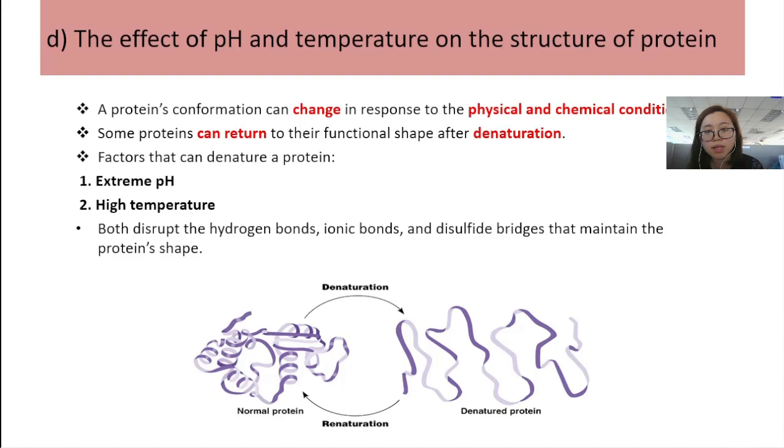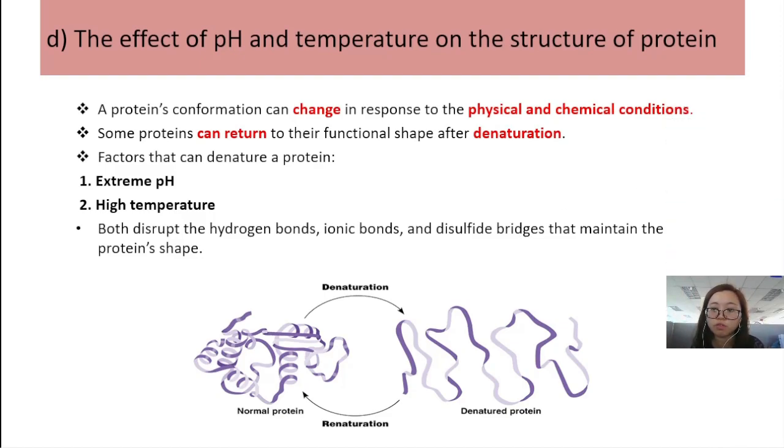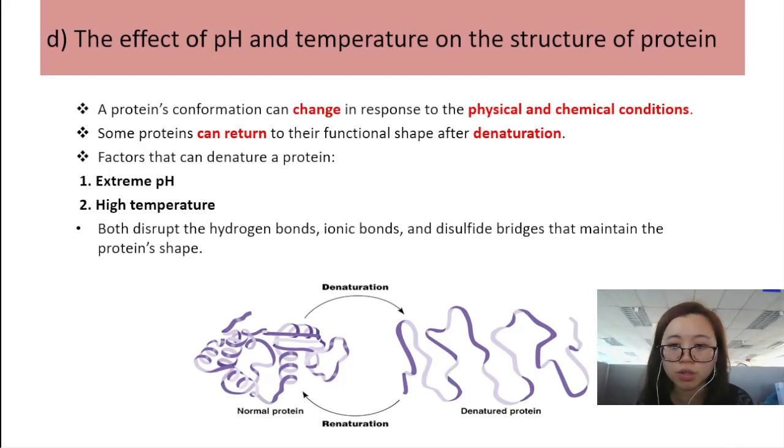Next, you will learn something that you probably learned in school before. We are talking about the effect of pH and temperature on the structure of protein. So the protein's conformation or shape can change in response to the physical and chemical conditions of its surrounding. Some proteins can return to their functional shape after denaturation, but most of them cannot. Denature basically means dia terlari daripada bentuk yang sepatutnya. Denature means it is not its normal protein conformation, not its normal protein shape.